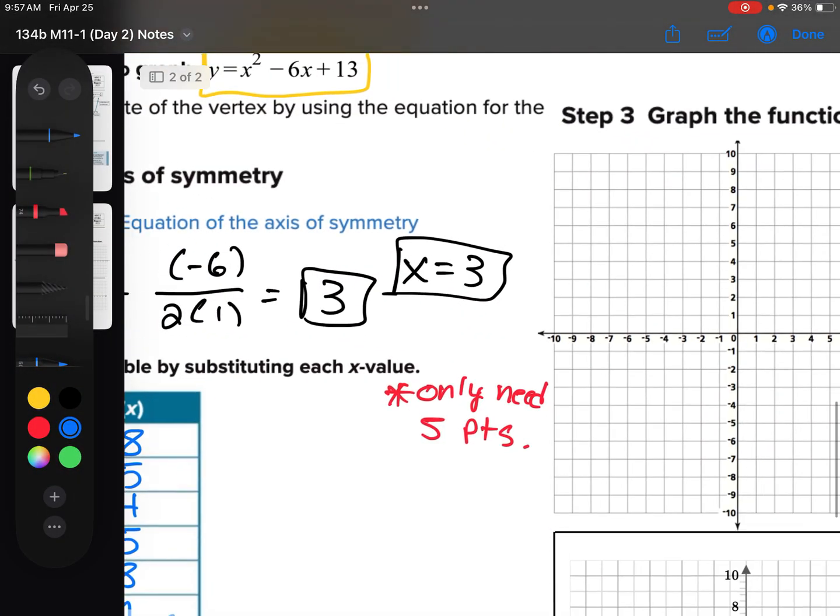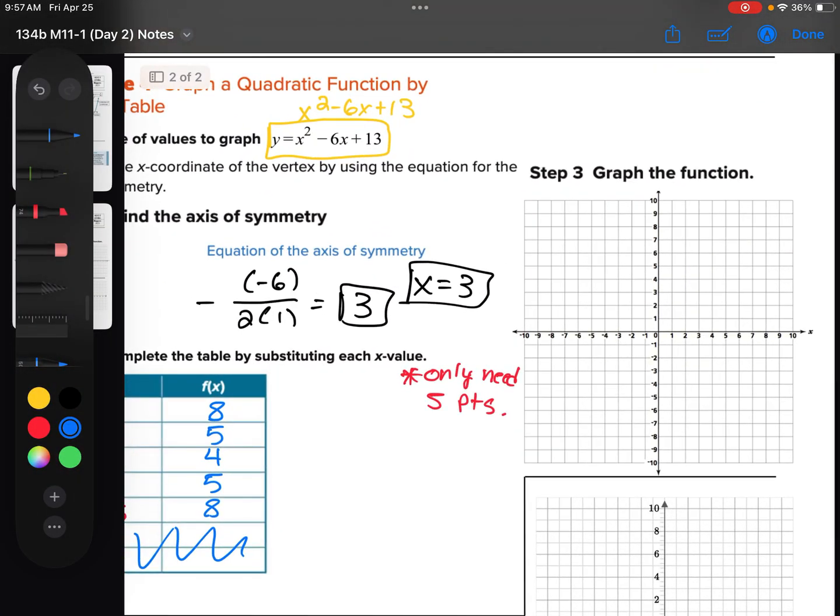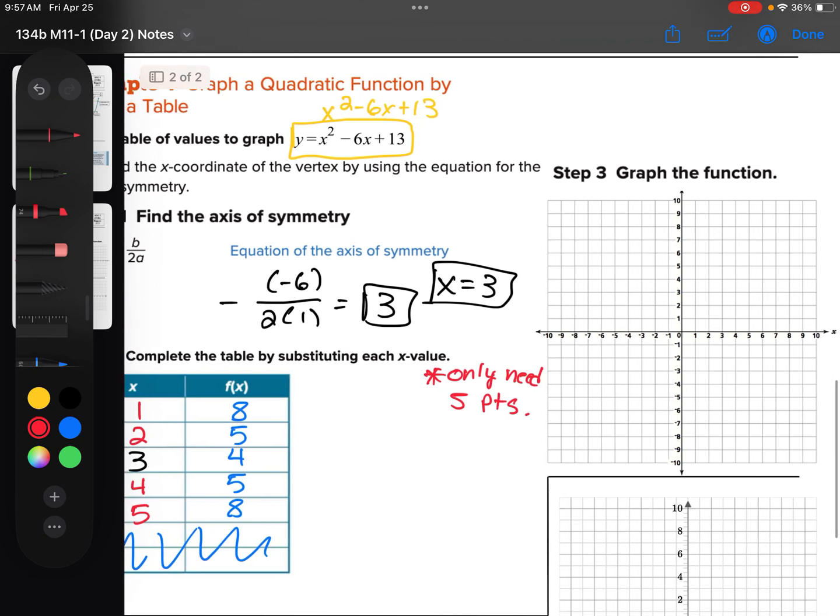So I'm going to swipe that away for now. Go ahead and plot the points on the graph that we need. So I'm going to do 1 up 8, 2 up 5. With my coordinates, I'm getting these from the table. So plot the points. 3 up 4, 4 up 5, and 5 up 8.